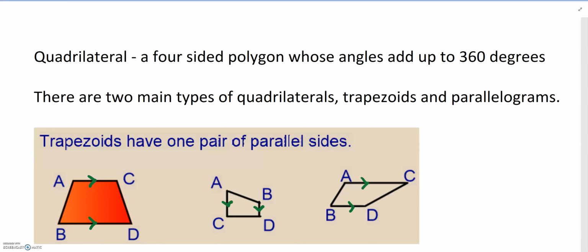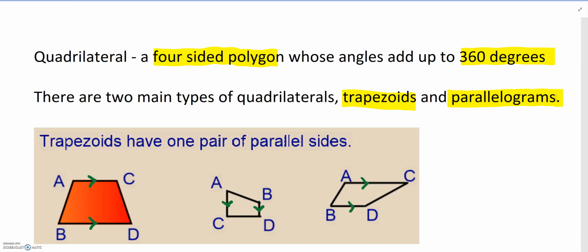A quadrilateral is a four-sided polygon that has angles that add up to 360 degrees. There are two main types of quadrilaterals, trapezoids and parallelograms. So we're going to learn about quadrilaterals in general. We're going to learn about two special types, and we're also going to learn some notation today.